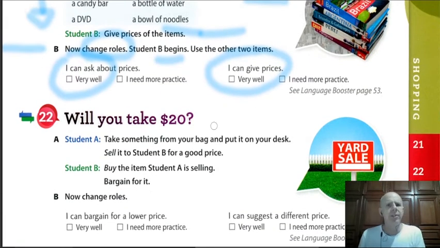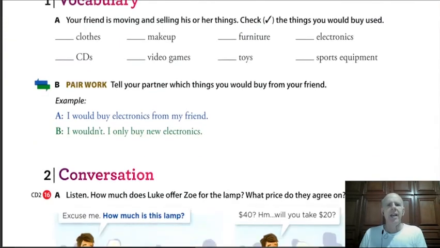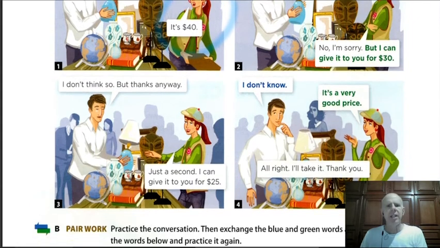Will you take $20? Do you remember the lesson? It was about bargaining. It was about suggesting a different price. Here we had this wonderful dialogue, and the boy wanted the lamp, but he wouldn't like to buy for $40. Well, she wouldn't like to sell for $20, but in the end she accepted $25, right? And this is bargaining.